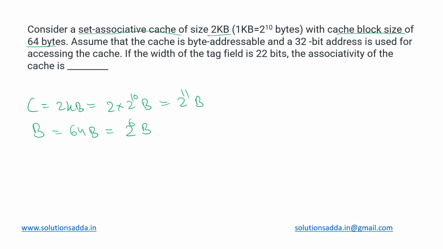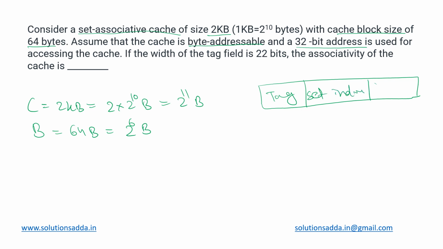Now they're saying that the cache is byte addressable and it is taking a 32-bit address, which means this is the cache addressing format. First we have the tag bits, after that there is a set index, and finally we have the block offset. In total these three fields take 32 bits, which we call the physical address of the cache. And now they're saying the width of the tag field is 22 bits. So the width of this tag field is already given as 22.